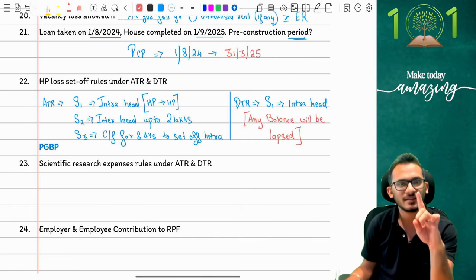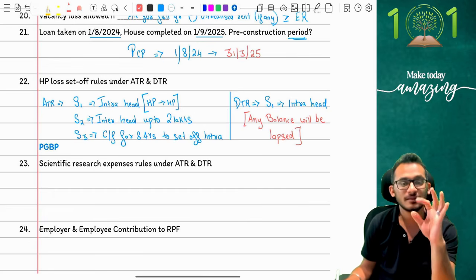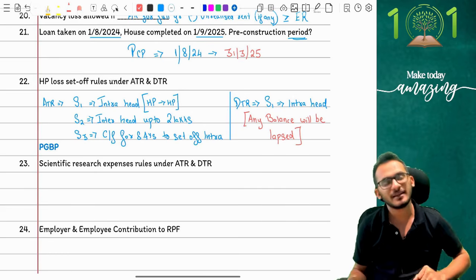So be very, very careful on that understanding, people, because that is where the answers will change. Clear with me on this conversation? Any doubts on this part? Good enough to go? Perfect. With this, we are done with the HP rules also, people.